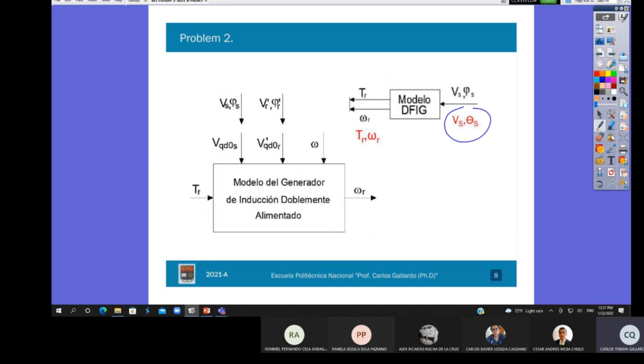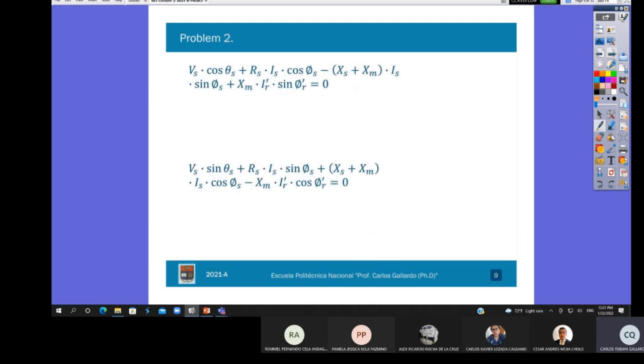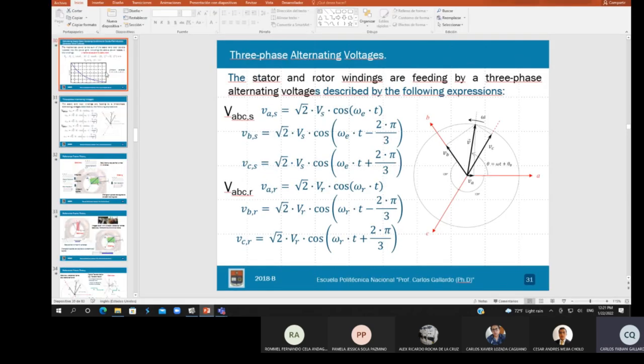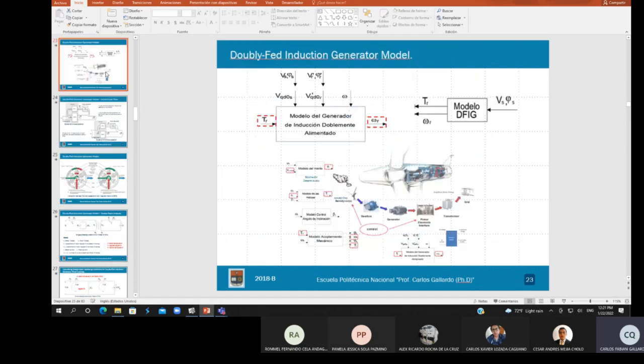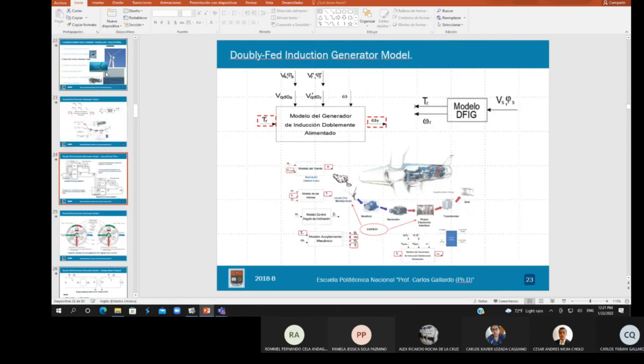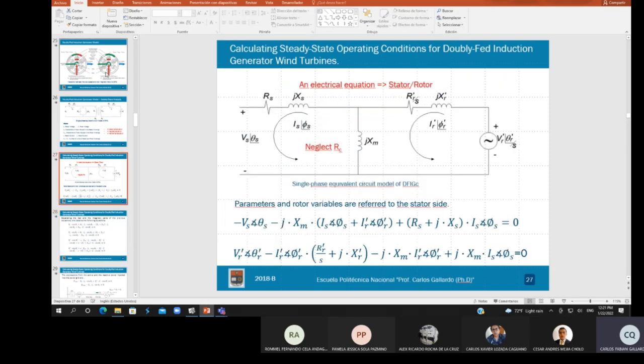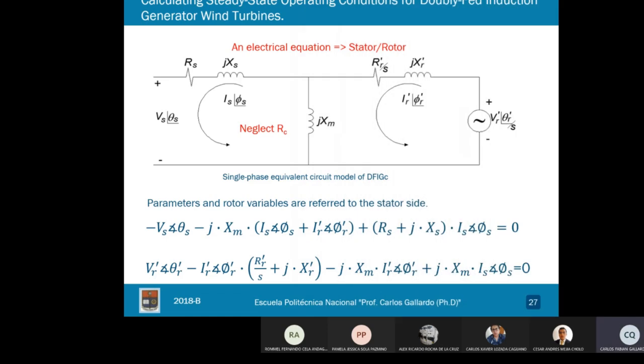So this is the input and this is my objective, the output. Okay, so I will start from the PowerPoint presentation. This is the model of the Doubly-Fed induction generator.